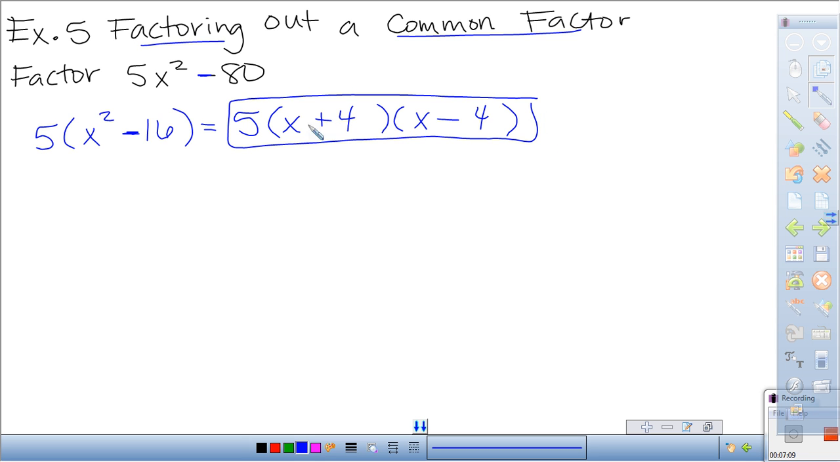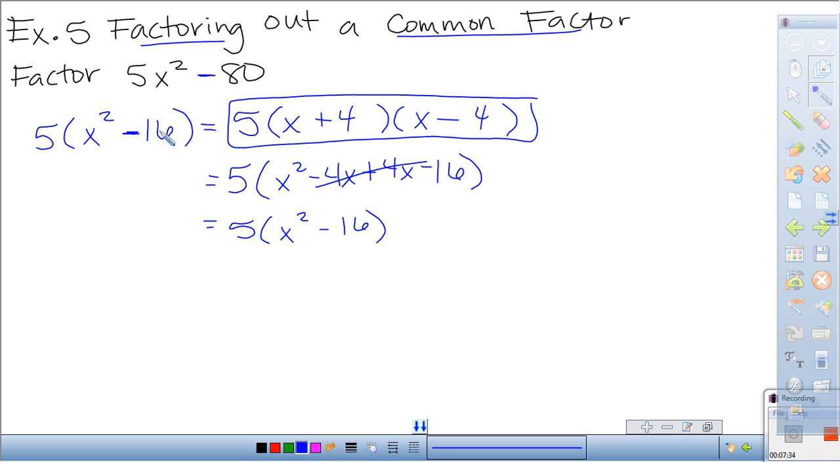You can check it by first FOILing out your binomials and then multiplying them by 5. So let's do that. So I have my 5 times x, x squared, x times negative 4, negative 4x, 4 times x, plus 4x, 4 times negative 4 is negative 16. Combine like terms, so I have 5 times x squared minus 16. You see we end up with what we had there. And then finally, 5x squared minus 80. So we do, in fact, get what we started with, so we know that we did factor it correctly.